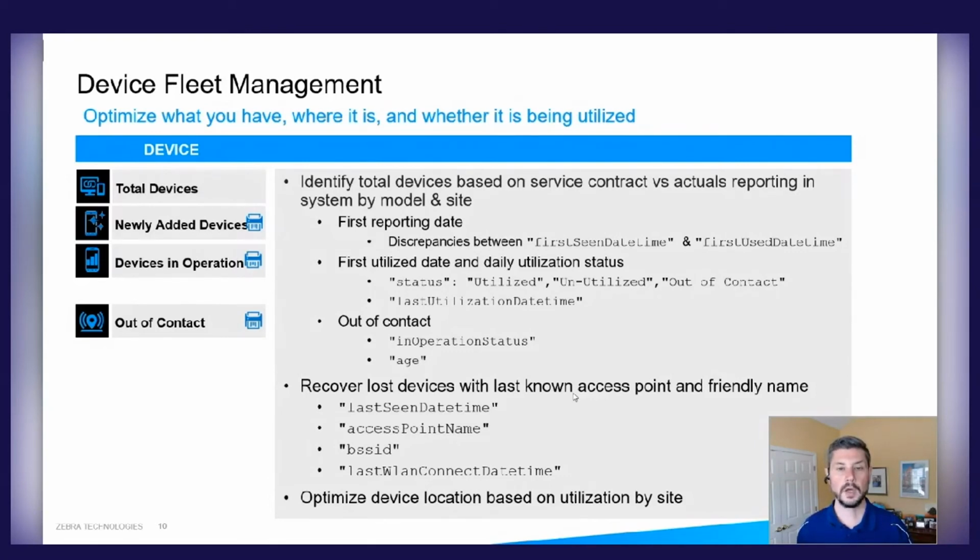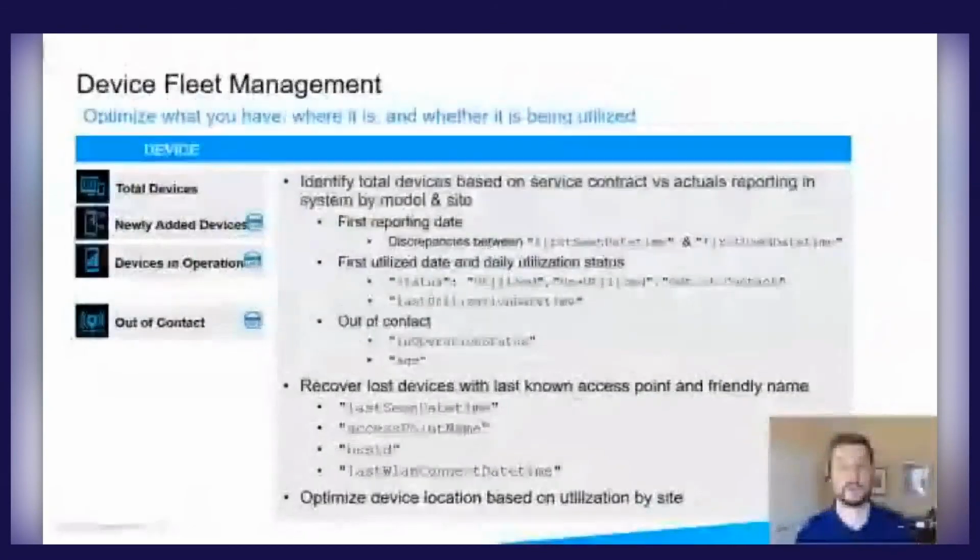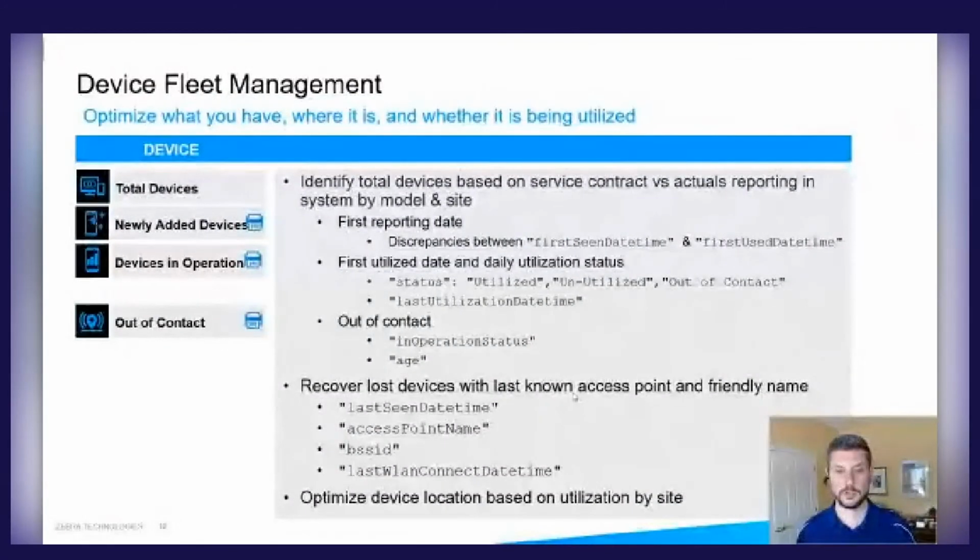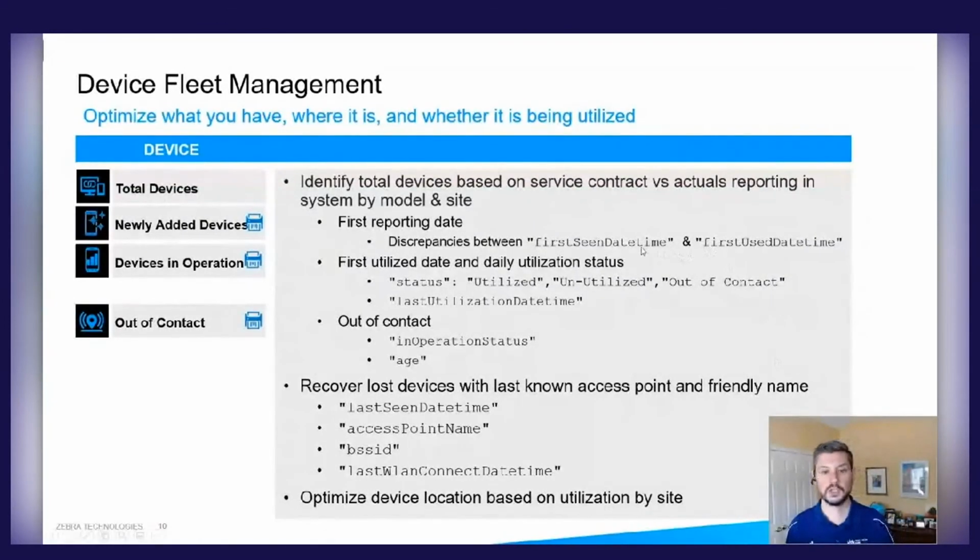Our system works by looking at a service contract: what is all under service and what should be there versus what is there and what is reporting. One thing I highlighted earlier was we have a new device deployment, we're rolling things out, or due to the repair cycle, we're getting things that were sent away, now they're coming back. We want to identify if we're seeing issues between when that device is first seen and when it's first used.